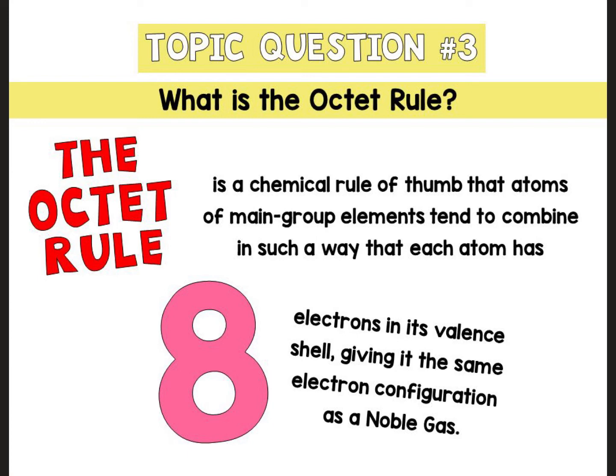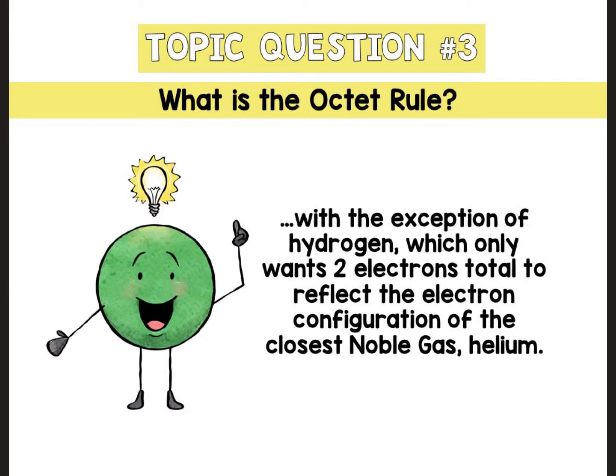Well, the octet rule is a chemical rule of thumb that atoms of the main group elements, so the ones on the left and the right, tend to combine in such a way that each atom has exactly 8 electrons in its valence shell, giving it the same electron configuration as a noble gas. However, there is one notable exception, which is hydrogen, which only wants 2 electrons to reflect that the electron configuration will resemble helium, which only has 2 valence electrons.